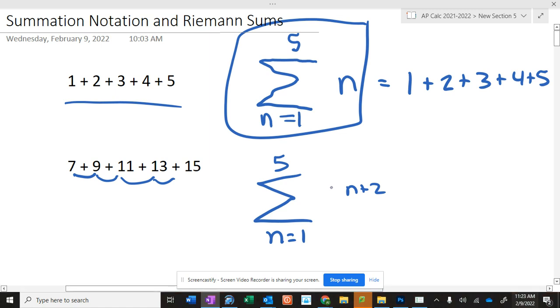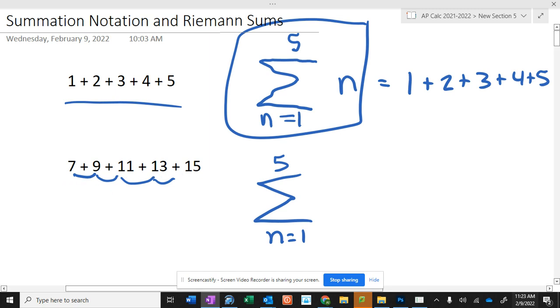No, not 7n plus 2. So could this be 5n plus 2? If we put in a 1, we get 7. But if we put in a 2, we get 12. So that doesn't work. Not quite. So we have to figure out how we are going to get this.